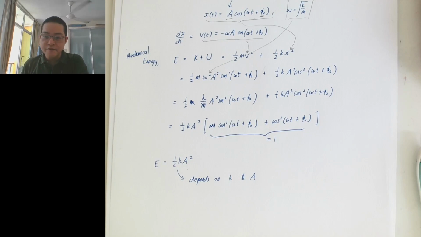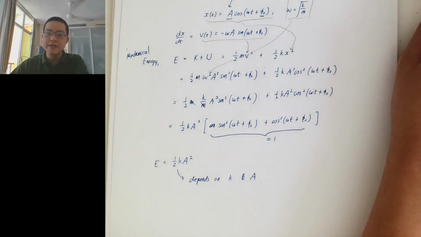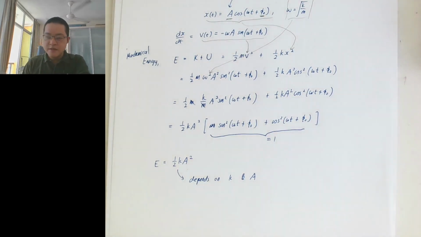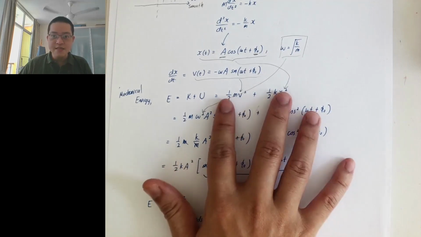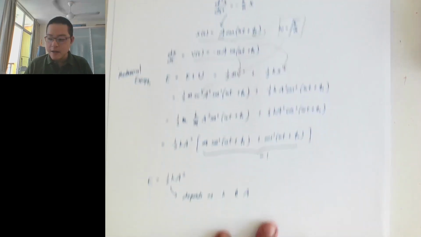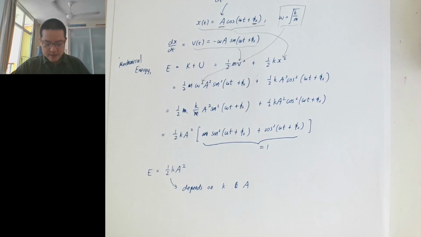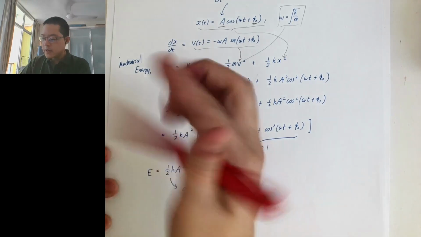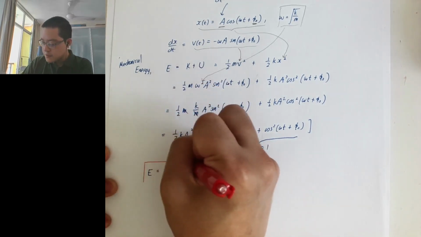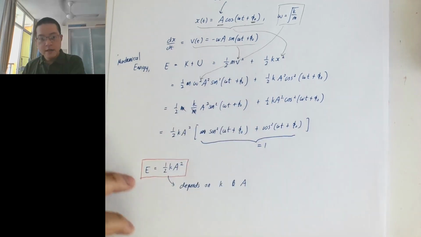If you remember what we did in chapter 3, we integrate kx dx, and it will give you the potential energy. So it's these two things summed up together, and after we simplify, we get half ka squared. So that is the energy of the system. That is the energy. Quite an important result, so let me remember this.